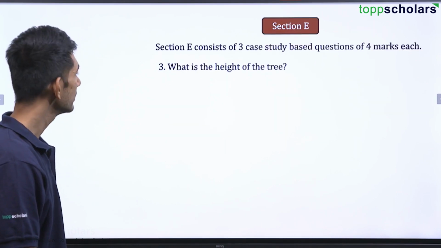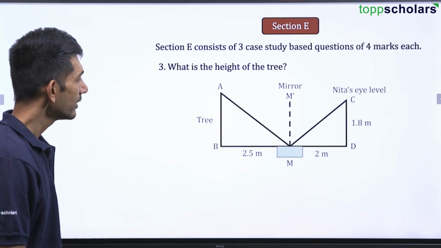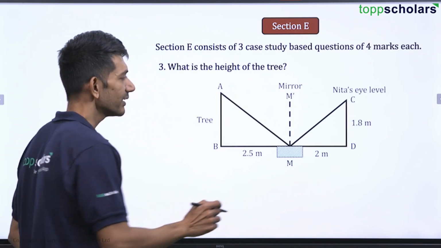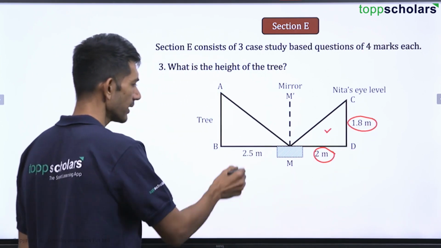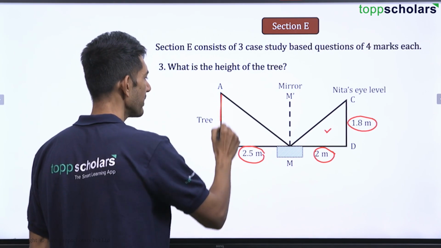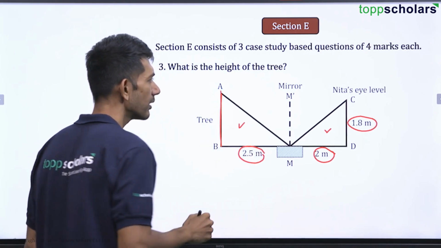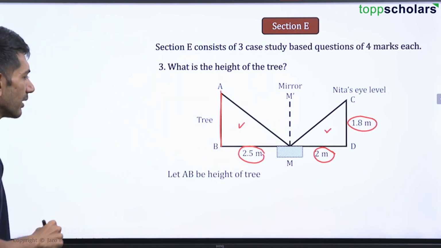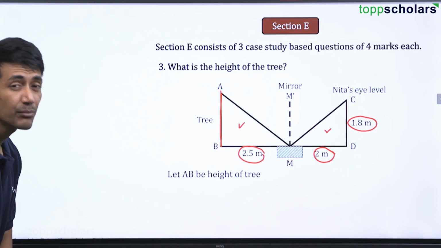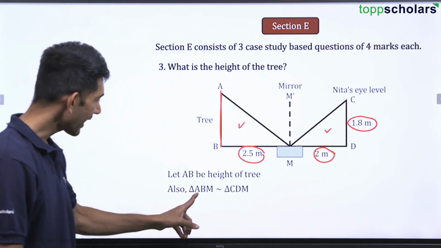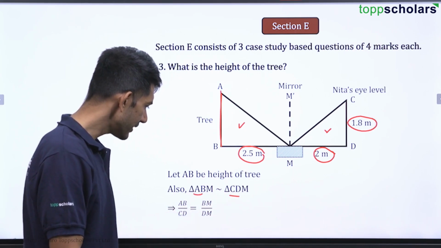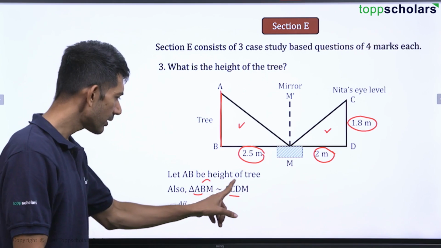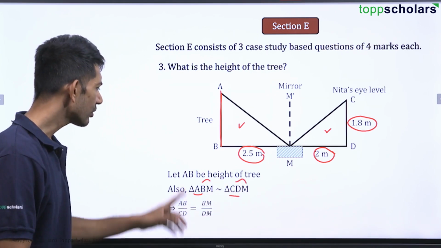What is the third question? What is the height of the tree? Height of the tree. What is given? Here two parts are given. Here one part is given. AB we don't know. Two triangles are similar. We know that once the two triangles are similar, the corresponding sides are in proportion. So can I say triangle ABM is similar to triangle CDM? So AB by CD is equal to BM by DM is equal to AM by CM.